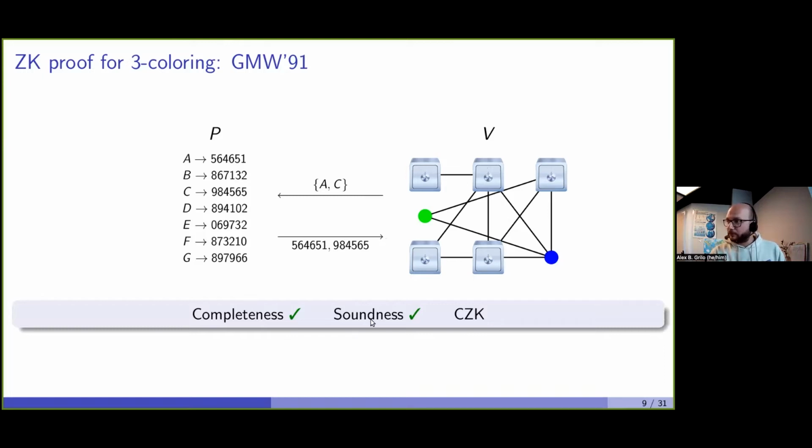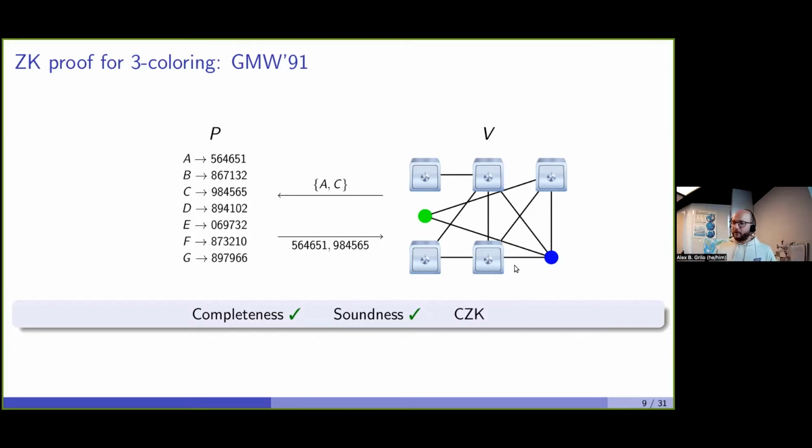The protocol is also sound. Imagine that the graph is not three-colorable. So the prover has to commit to some coloring. When the prover sends this coloring to the verifier, there is one edge that the verifier can choose that would lead to two vertices with the same color, because by definition, every coloring must have such an edge. The verifier then picks this edge with probability 1 over the number of edges. So with non-negligible probability, the verifier would catch the prover cheating.